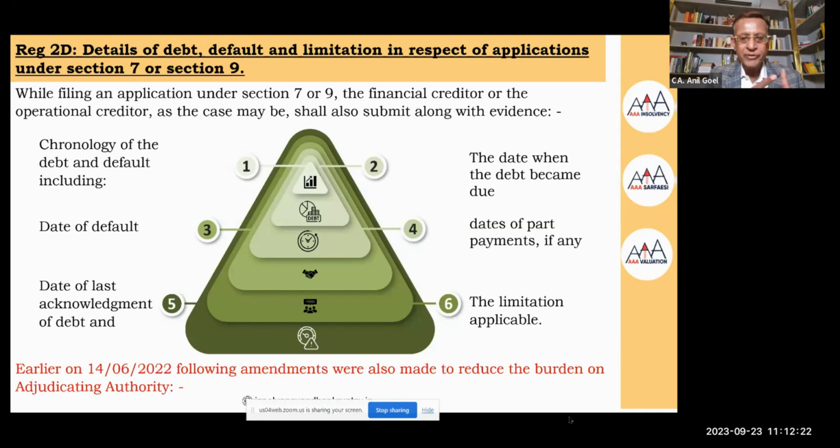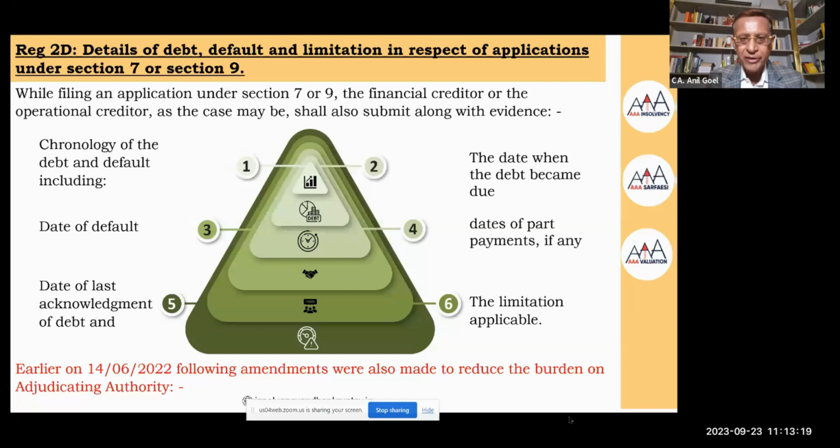Then is the date of default. Then is the date of part payments, if any, in between, if some payments are made or some kind of one-time settlements are approached. Then the date of last acknowledgement of debt, because as per section 18 of the Limitation Act, the acknowledgement is very important. The Supreme Court has already said that the acknowledgement of debt can be by way of an offer for one-time settlement, by way of carrying that debt in the audited balance sheet. So these are various, and any kind of acknowledgement given or any kind of email sent. So the acknowledgement is a very saving situation for the limitation law. Then the date of acknowledgement of debt, and the last is the limitation applicable.